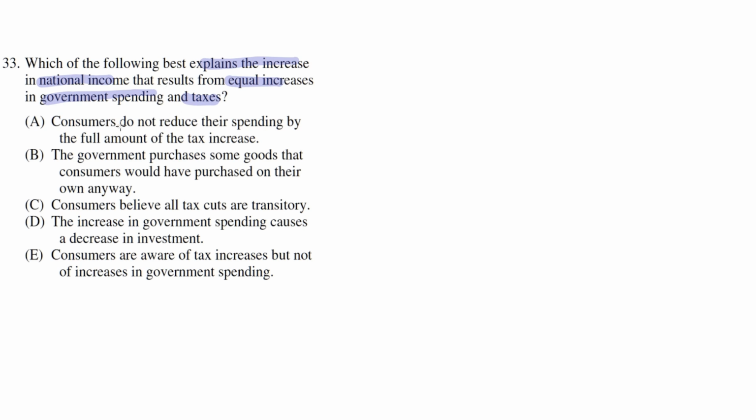Option choice A says consumers do not reduce their spending by the full amount of the tax increase. So this seems to be the correct answer because it highlights how there is an increase in national income. This is because the tax multiplier equals 1 less the government spending multiplier, so the spending multiplier minus 1. From this, we can see that the increase in government spending has a greater effect than the increase in taxes. So because of this, the national income would increase.